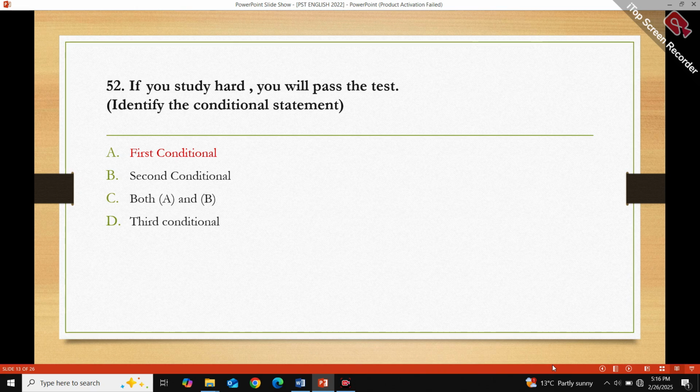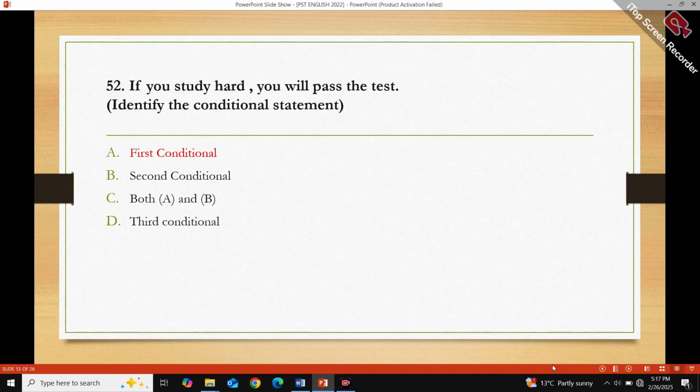The next one is, if you study hard you will pass the test. Identify the conditional statement. अब यहाँ पर फर्स्ट कंडीशनल सेंटेंसेस वो होते हैं. The first conditional sentence is used to talk about real or likely situations in the future. And in second conditional sentences, it is used to talk about unreal or hypothetical situations in the present or future. And in third conditional sentences, it is used to talk about unreal situations in the past. And here the correct one is option A.